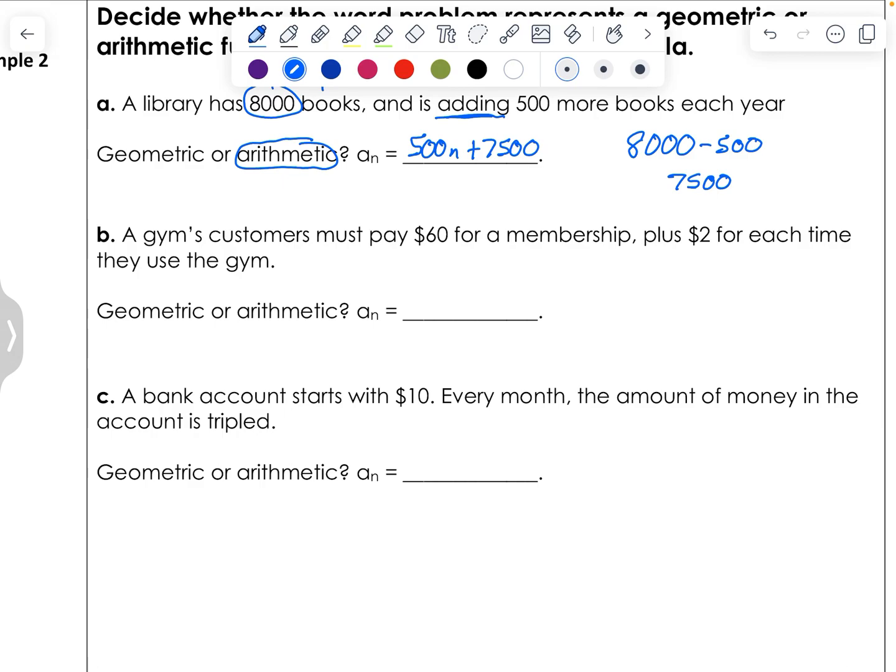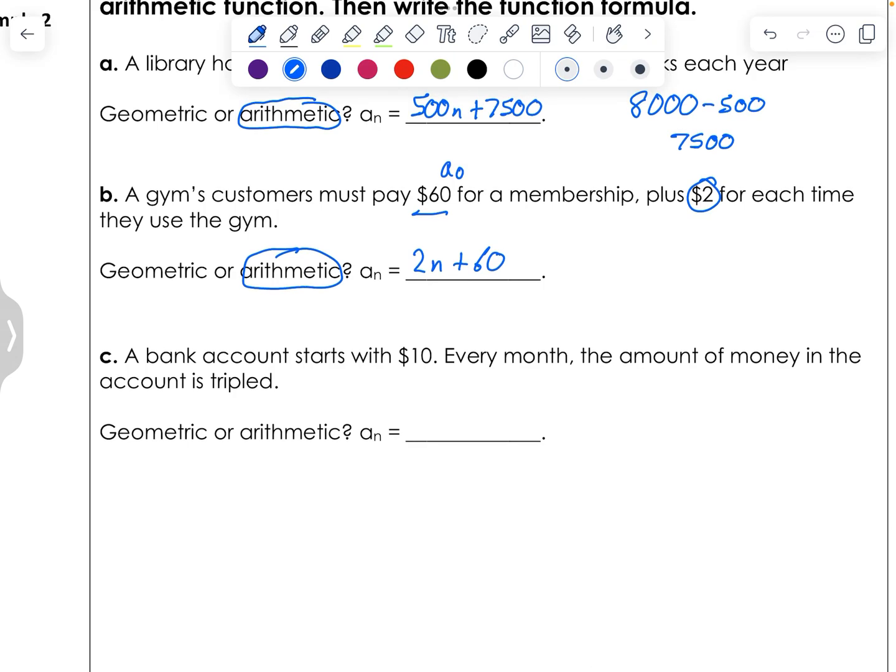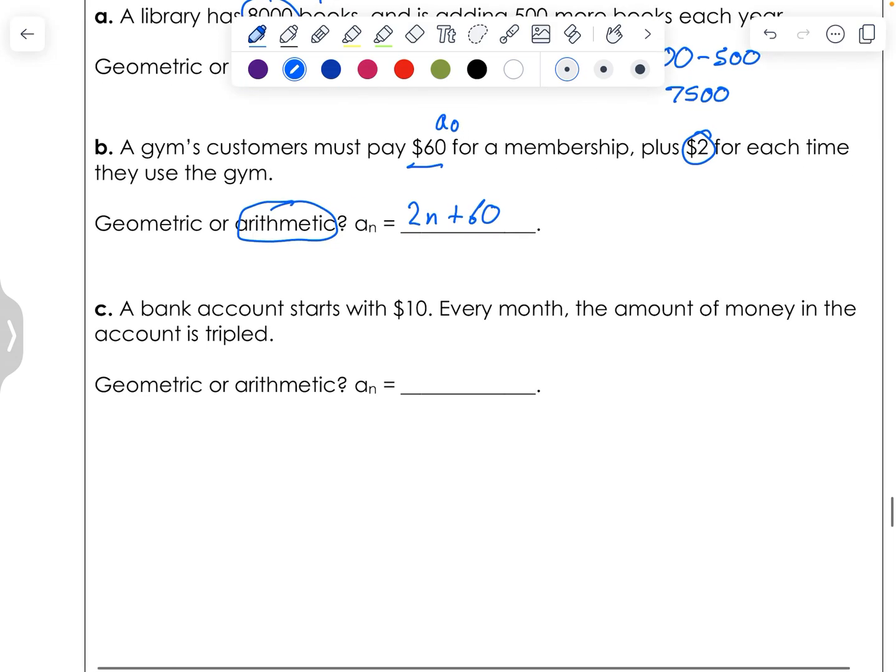This one, however, is a little bit different. It says a gym's customer must pay $60 for a membership plus $2 for each time they use the gym. So you have to imagine that we pay our $60 up front, but then even the first time that we're going, we still have to pay 2 more. So this would be our A sub 0. Regardless if we go to the gym or not, we still got to pay that $60. So in this case, our formula would be 2n plus A sub 0, which is the 60. And that is going to be arithmetic because we're adding in between each term. So the very first time we go, technically we're going to pay $62 because we had our $60 membership and then 2 for every time we use it.